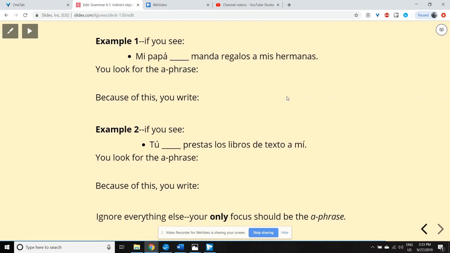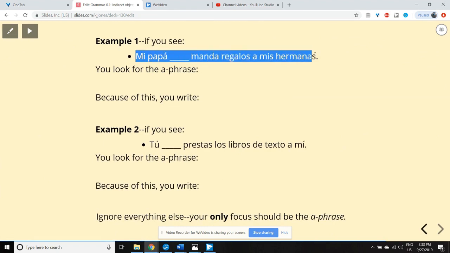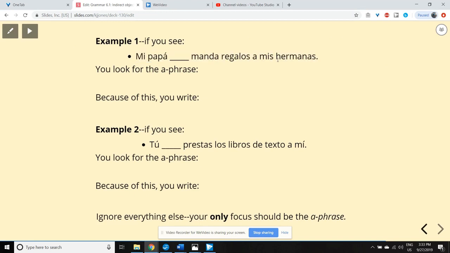So if you were working on something and you had to produce an indirect object pronoun for this sentence right here, "Mi papá blank manda regalos a mis hermanas." First of all, do not waste your time translating this sentence to English. Why? It's useless. The only thing you need to do is look for the a phrase. So just start scanning. Oh, here it is. A mis hermanas. Lovely. That's a plus a plural noun.